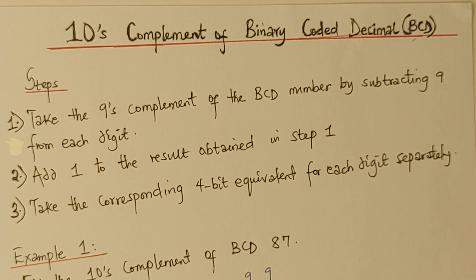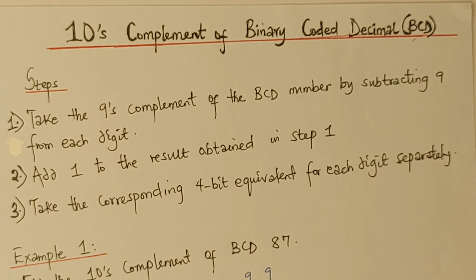For us to better understand the 10th complement of binary coded decimal, it's important for us to know the steps involved. And I will take you through the 3 steps and also the examples. So let's start with the steps. In step 1, we are asked to take the 9th complement of the BCD number by subtracting 9 from each digit. Then for step 2, we are going to add 1 to the result obtained in step 1. So it means whatever value we've gotten for the 9th complement, just add 1, which will be the 10th complement. Then we'll consider the 3rd step, which is to take the corresponding 4-bit equivalent for each digit separately.